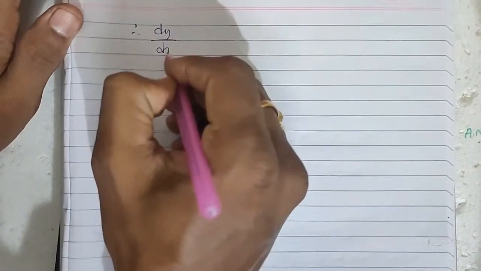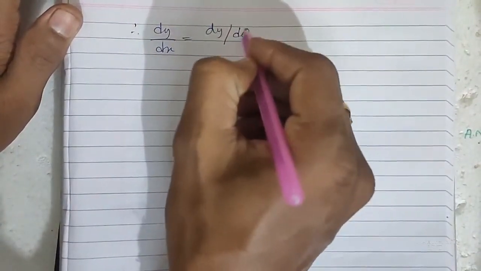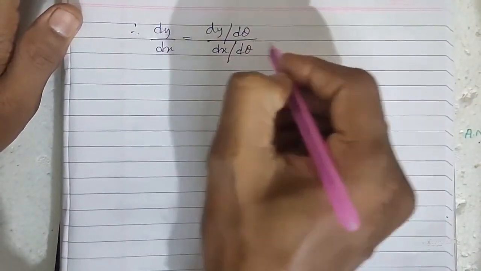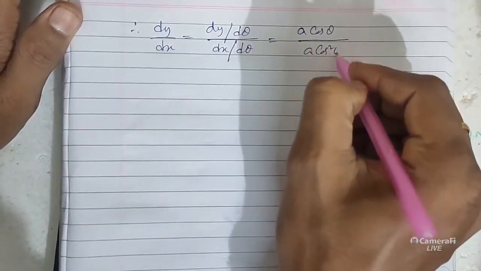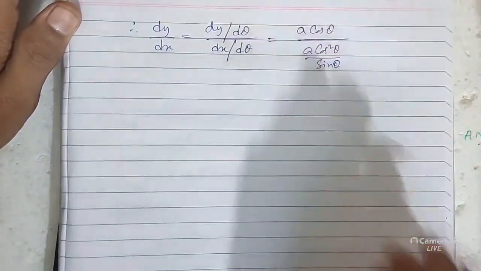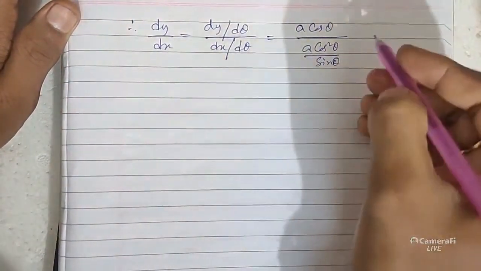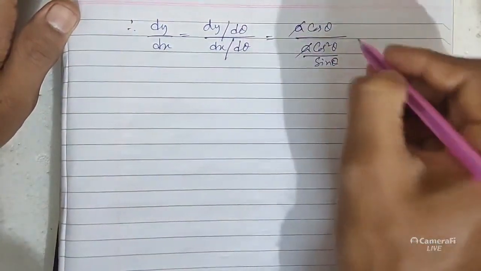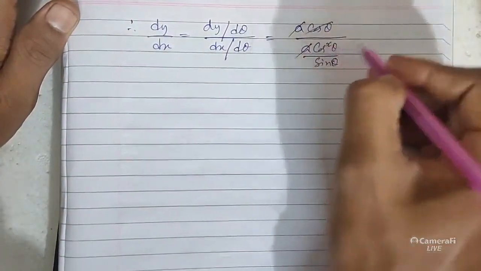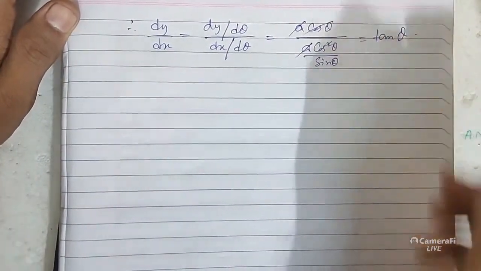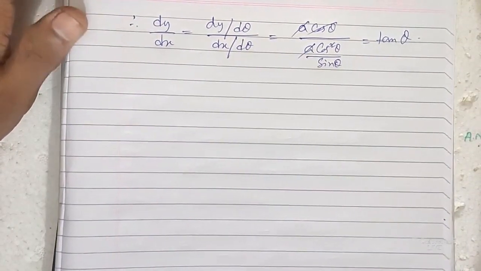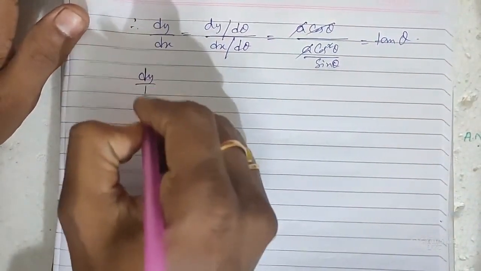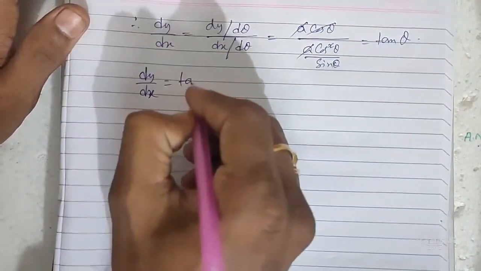Therefore dy by dx equals dy by d theta divided by dx by d theta, which equals a cos theta divided by a cos square theta by sin theta. So what will come here? a cancels, one cos theta will cancel with this. This is coming tan theta. Now dy by dx equals tan theta.